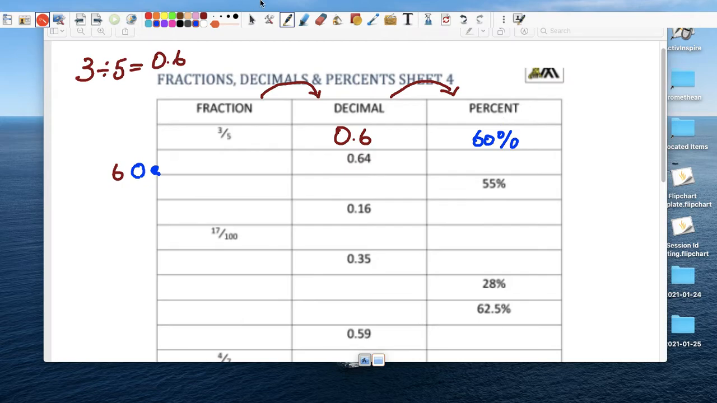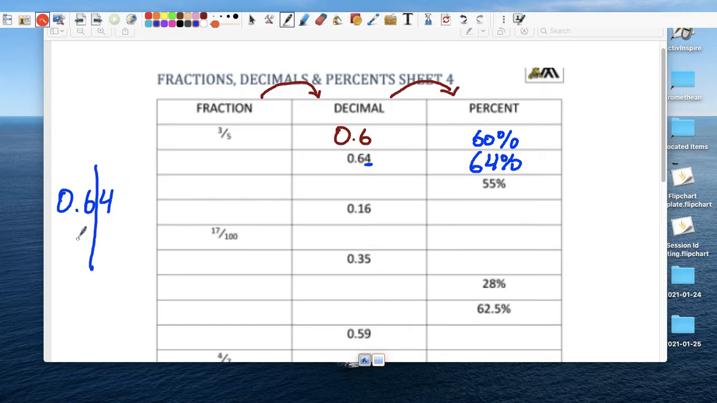Next one is 0.64. And here's the decimal. We're going to move it 1, 2. Put it over here. We move it 2 times, so it becomes 64%. Now, let's change it to a fraction. Right? So we look at the 4. So 0, 6, 4. Remember that 6 is the tenths. The 4 is the hundredths. The next number would be thousandths. So this is 4, so we put it over 100.